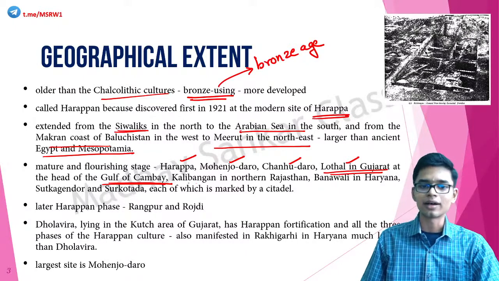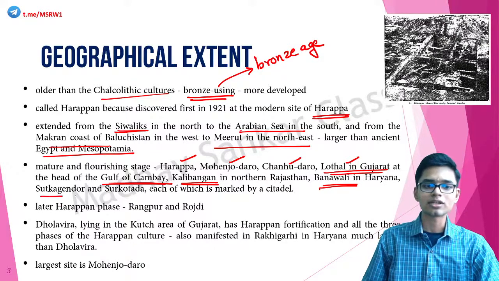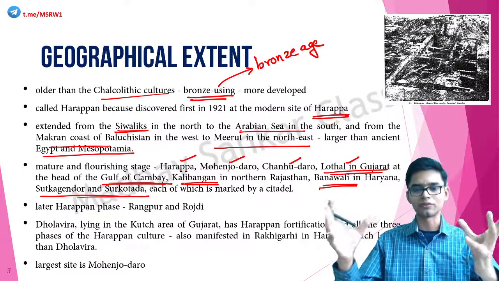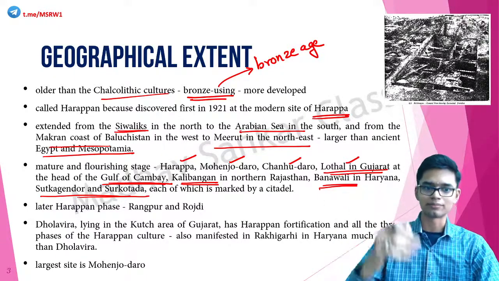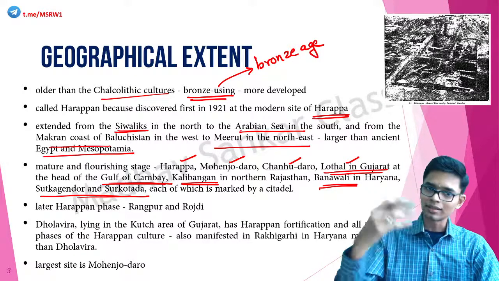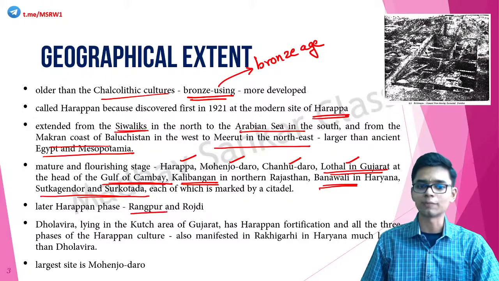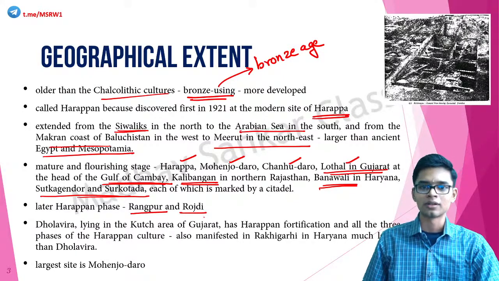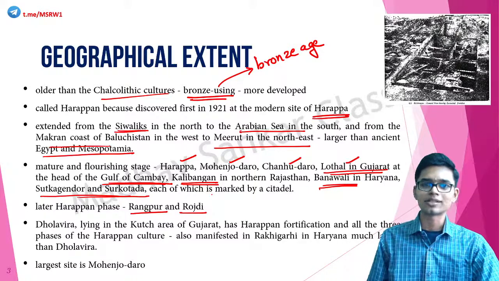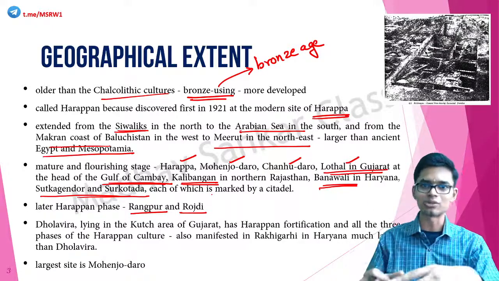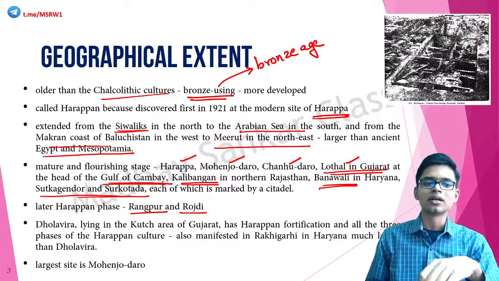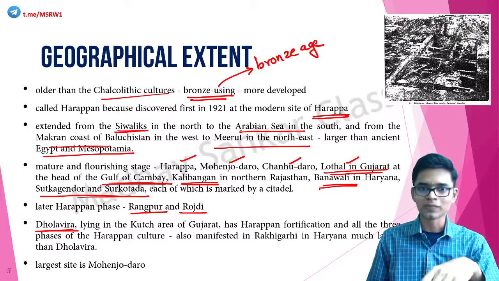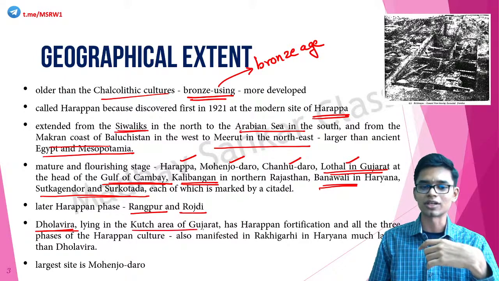Alright, then Kalibangan, another very famous site in Rajasthan. Banawali, Haryana. Sutkagendor and Surkotada, both having a beautiful citadel and all. So these are the prominent sites in the mature or the flourishing stage of Harappan civilization. In the later phase, we come across some more sites such as Rangpur, Rojdi, etc. We have to study about all these sites individually, that we will come to later. But to quickly give you a brief introduction, Dholavira is another site we have to consider, and Dholavira is actually located in the Kutch area of Gujarat.